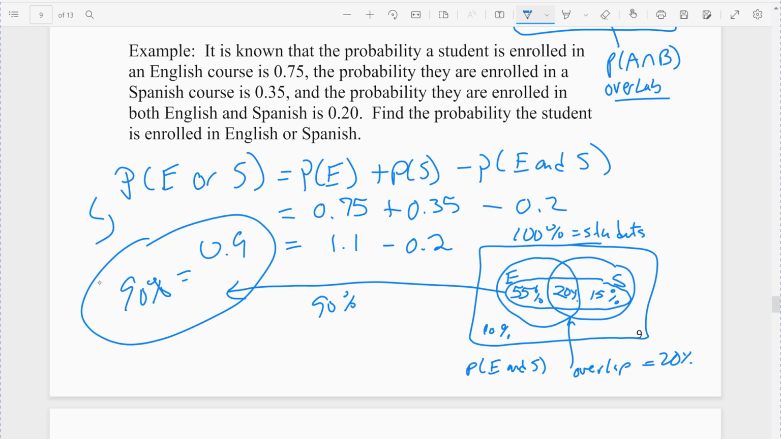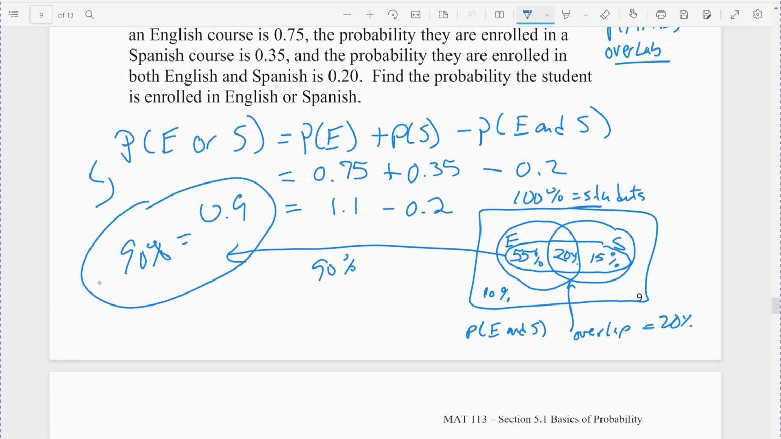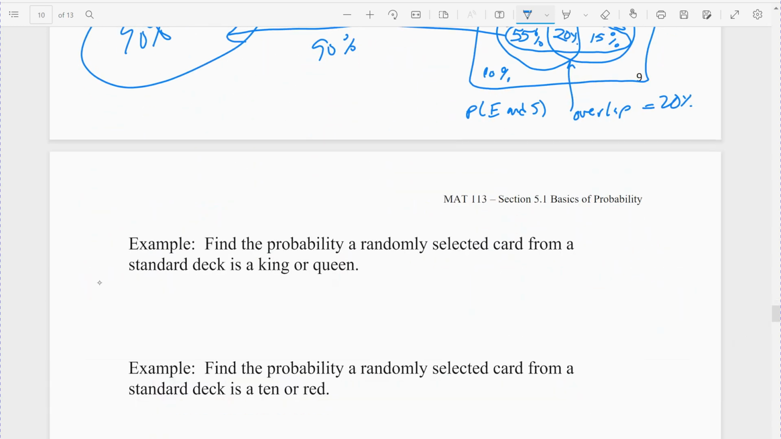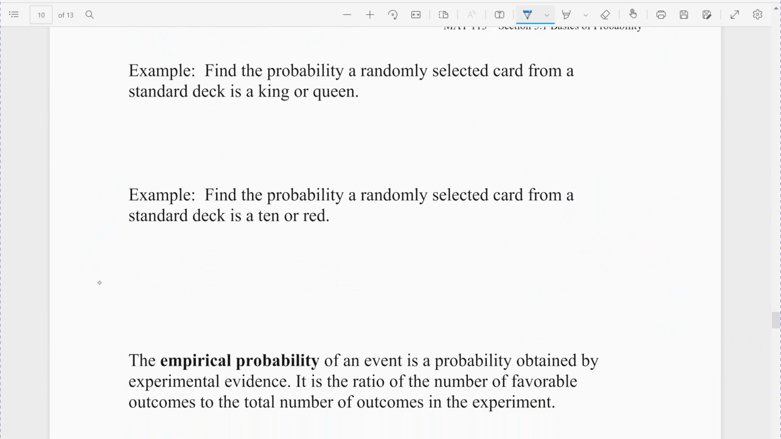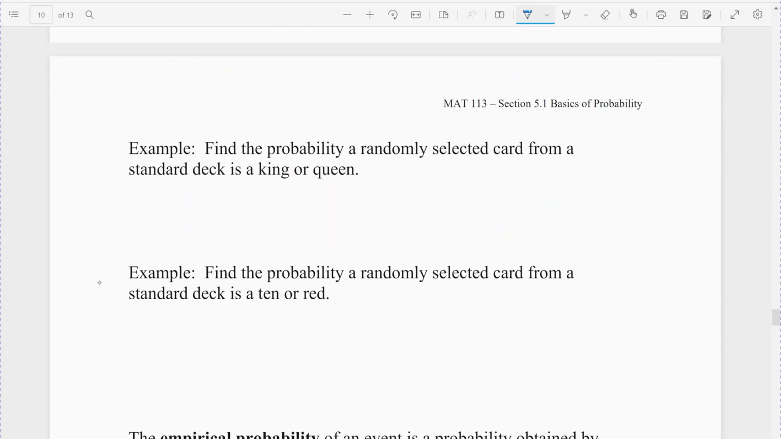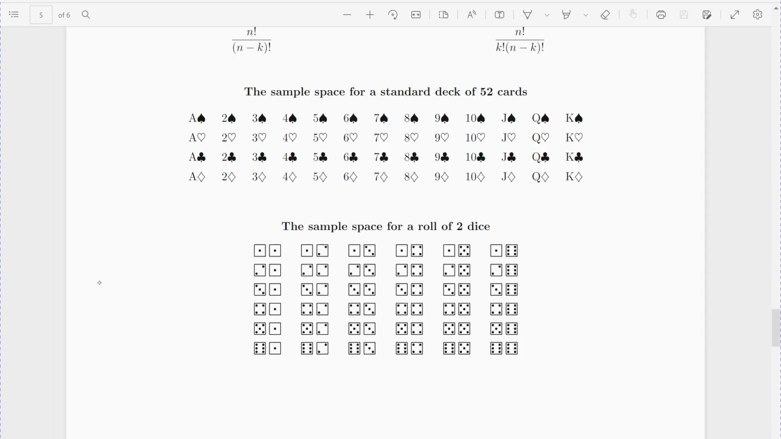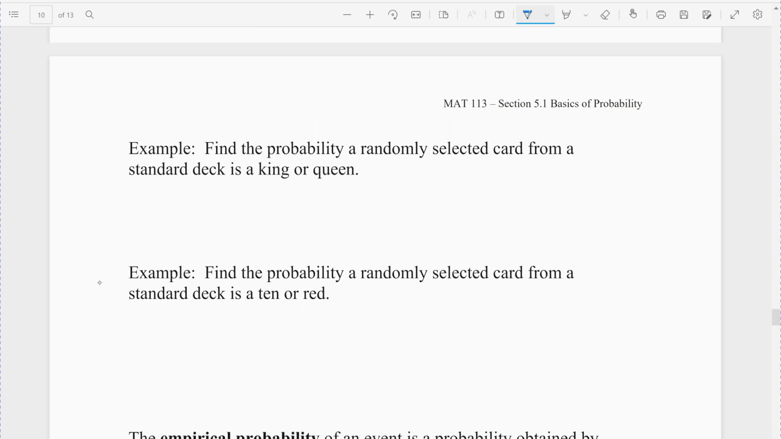Now, my next example is going to be an example where there is no overlap. But you'd always check for overlap. We never want to count anybody more than once. So my next example is, find the probability that if you randomly select a card from a standard deck, so pop up my standard deck of cards, that it is a king or a queen.